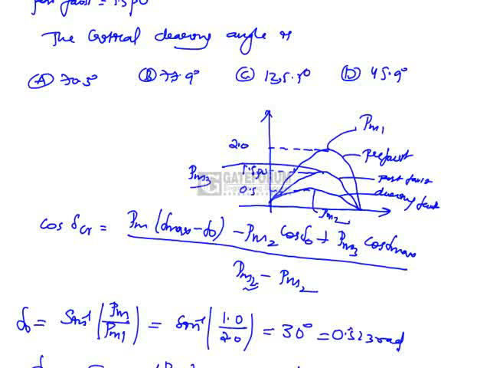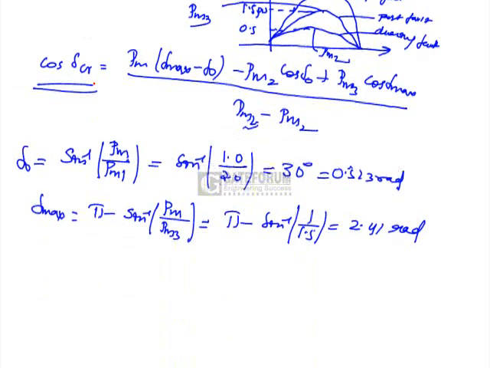Now substitute all these values in the cos delta CR formula. What is the final answer? You will get the critical clearing angle delta CR equal to 70.3 degrees, which is option A.